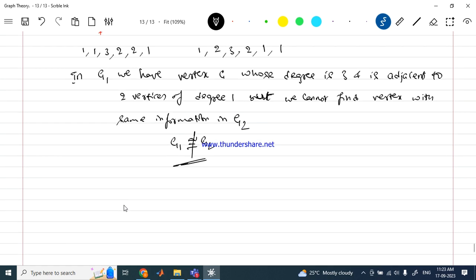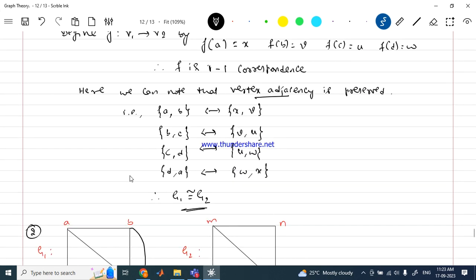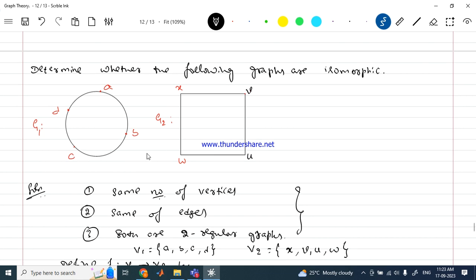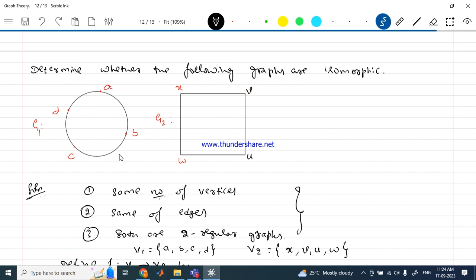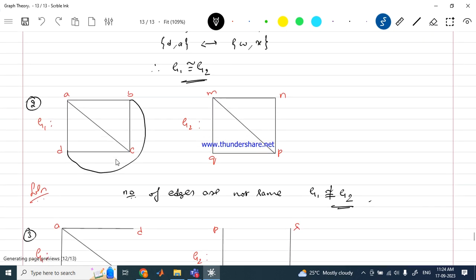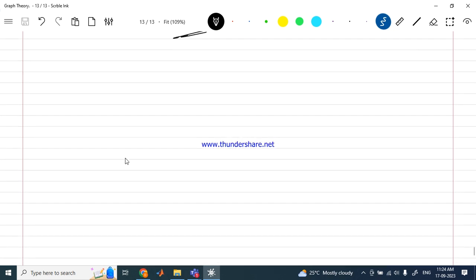Okay, if I consider the first example, everything matches. The degree sequence matches, and since it's a two-regular graph, we need not worry about that one as well, because these two are carrying exactly the same information. Okay, next example. I'll take up one more example, and with this we'll wind up. You'll find some more problems in the notes. You can just try them.